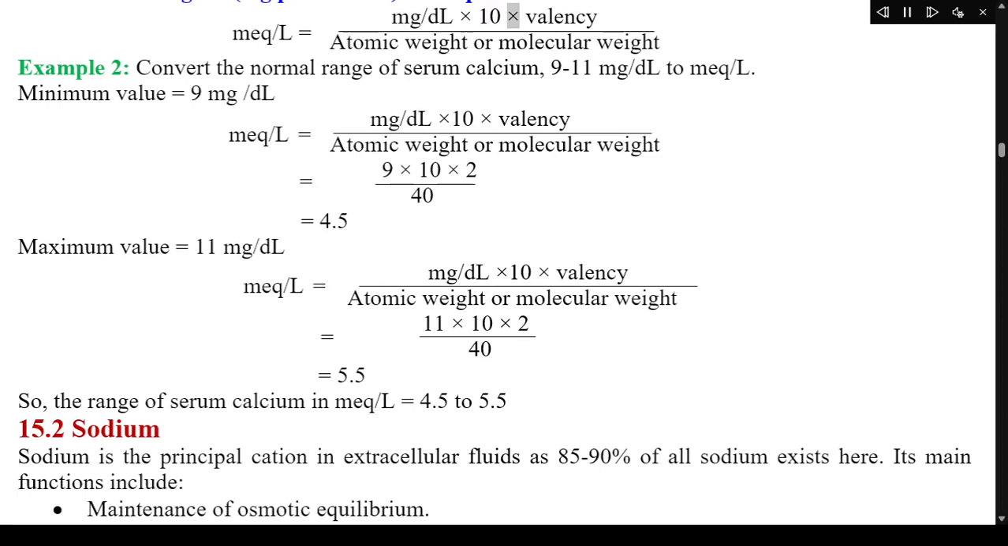Milligram per deciliter times 10 times valency, divided by atomic weight or molecular weight. Example 2: convert the normal range of serum calcium, 9-11 mg/dl, to milliequivalent/L.